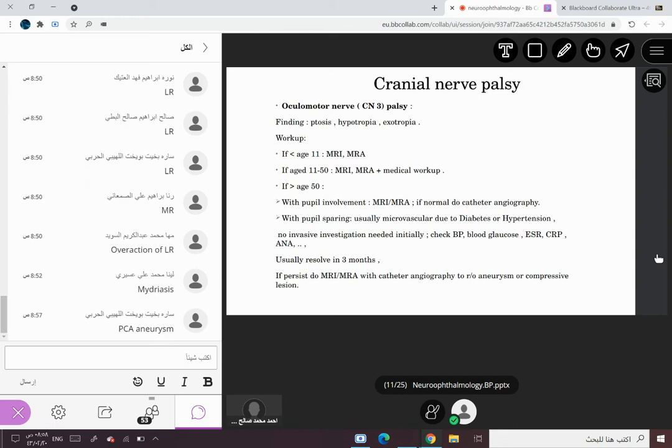What we call posterior communicating artery aneurysm, or the common name, cerebral aneurysm. A cerebral aneurysm might lead to acute third cranial nerve palsy. Okay, it's called posterior communicating artery aneurysm. You know the location? Usually it is at the junction between the posterior communicating artery and the internal carotid artery. Okay, and this is life-saving if you detect such an aneurysm.